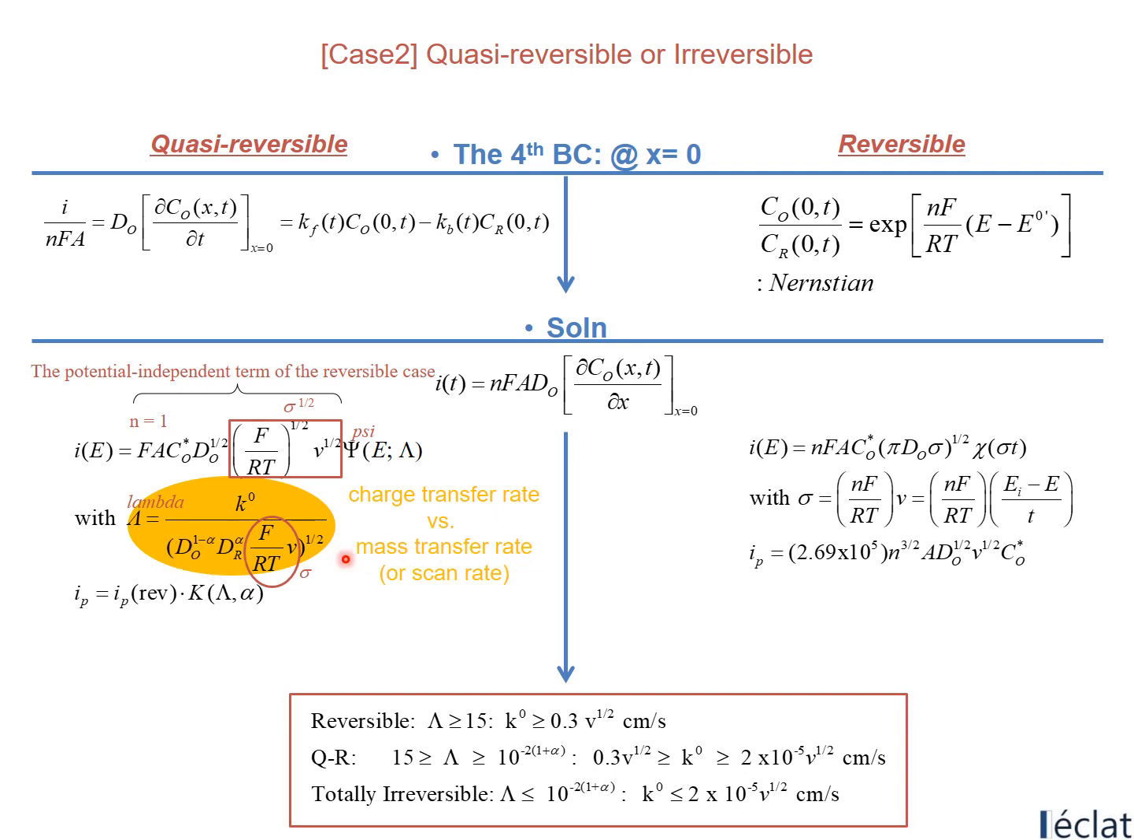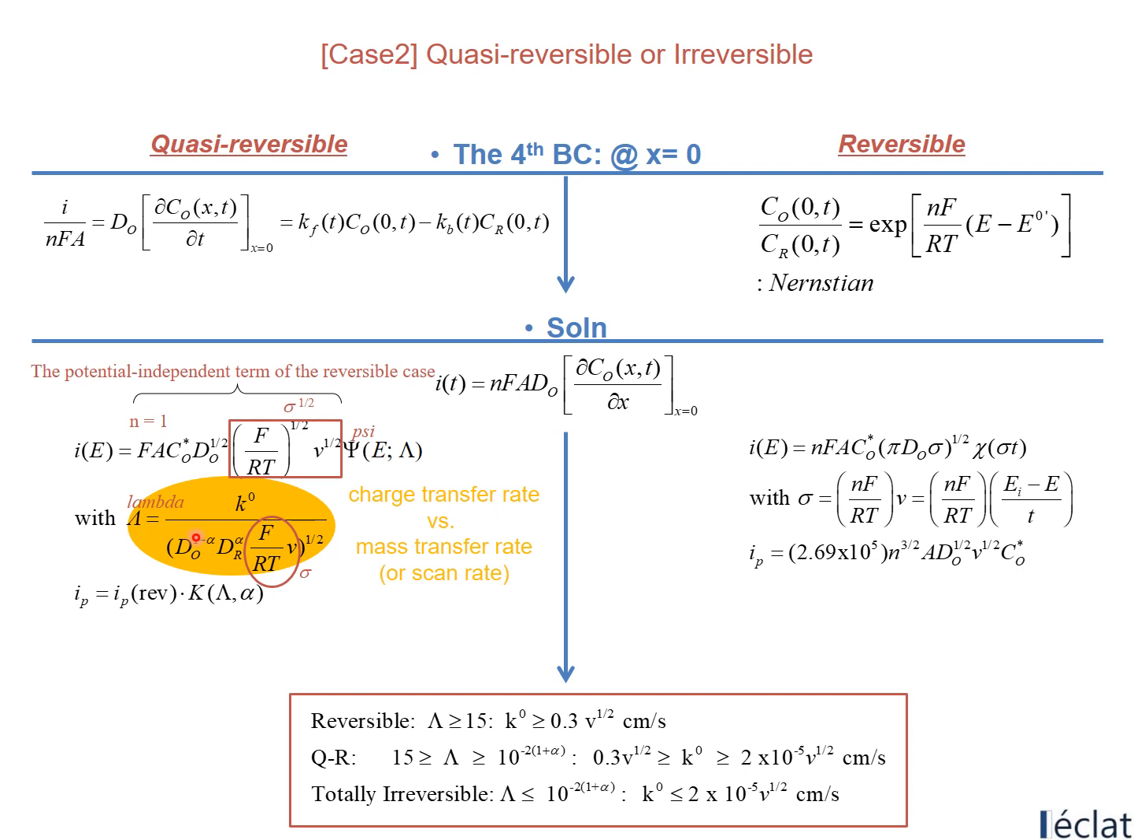The other thing is the scan rate. Scan rate here is actually the potential normalized scan rate. So what does it mean? The psi function is determined by the value of lambda.